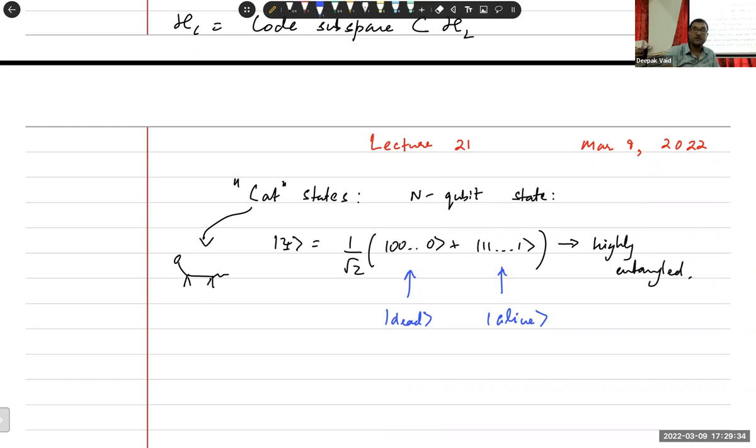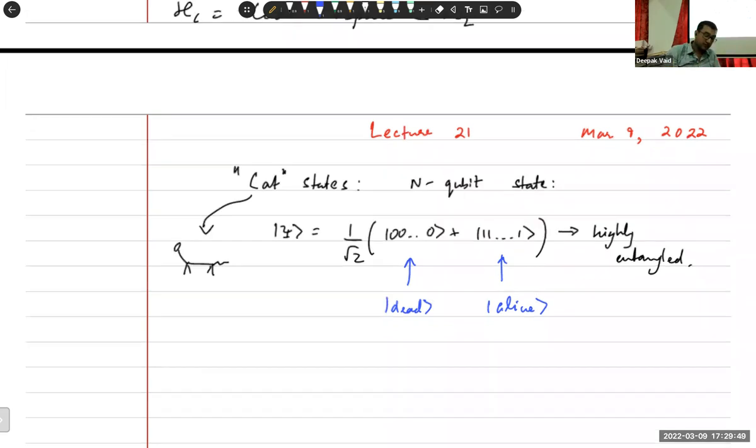I hope that you all remember what a projection operator is. A projection operator is something of the form |phi><phi|. And so this is a projection operator, |000><000|, and this is another projection operator. What will be the effect of this projection operator?